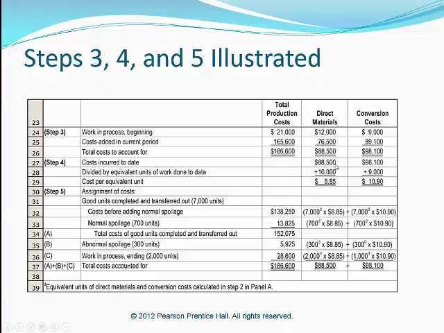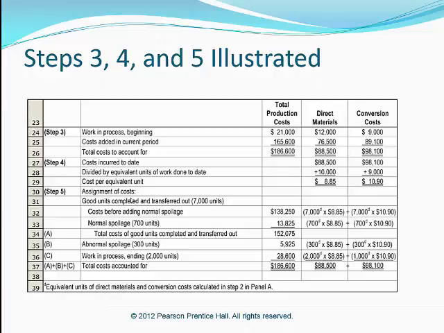We go back to step 2 and find our equivalent units. For direct materials, we had 10,000 equivalent units. For our conversion cost, we only had 9,000. Taking the total conversion cost to date and the direct materials to date and dividing them by those equivalent units of work done to date gives us our cost per equivalent unit that we're going to use down in step 5. Let's go about assigning the cost out.